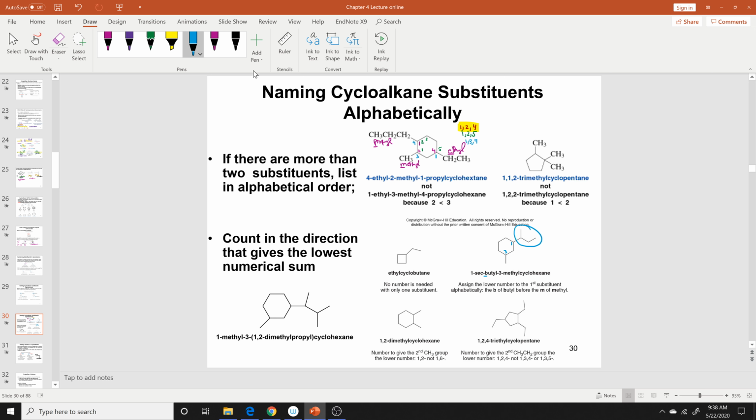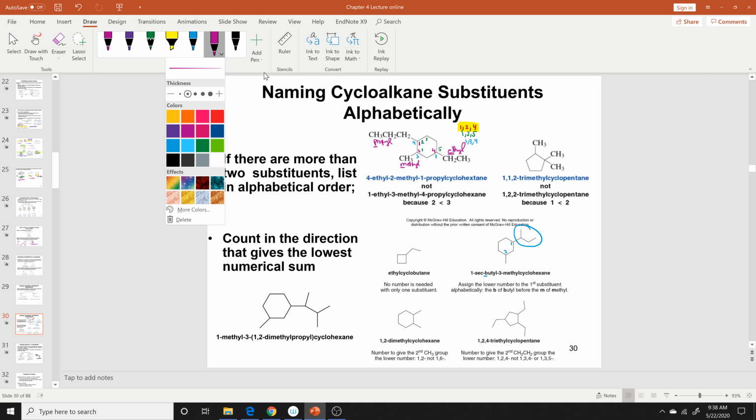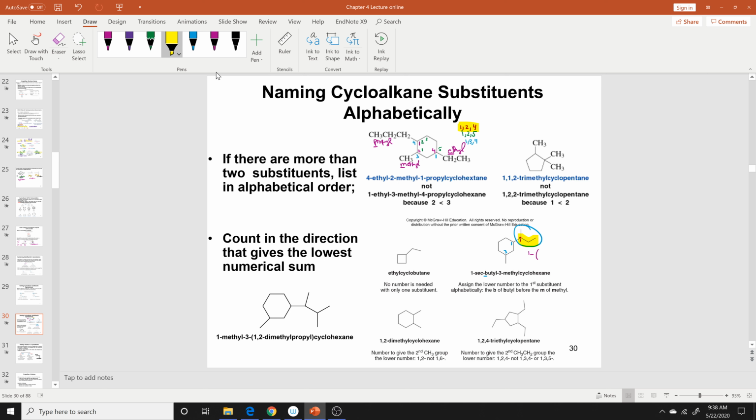Another way, if I tell you don't use sec-butyl, please name it as a complex substituent, then let me erase. The whole thing is connected to the cycle at carbon number 1, right? Because these are two substituents in there, I still need to put them in alphabetical order. So I'm going to do 1 and open the brackets. Now this is going to be carbon number 1 here. I'm going to choose the direction that gives me more carbons in my chain. So that's going to be propyl, and I have a CH3 coming off the propyl. So it's going to be 1, 2, 3, 1-methylpropyl in this case.